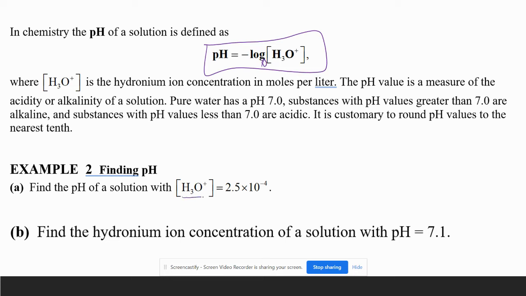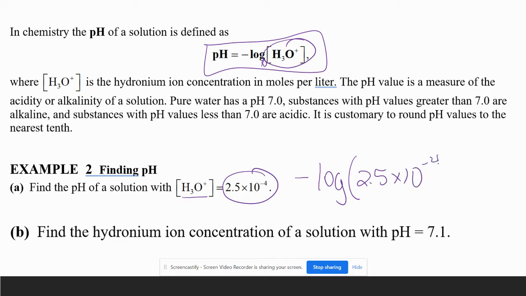They're asking us in this first example to replace the H3O plus, or hydronium ions, with 2.5 times 10 to the negative fourth. In my calculator then, I'll hit the negative button, the log button, and then 2.5 times 10 to the negative fourth power. And when I hit enter, I will get roughly about 3.6 for our pH.